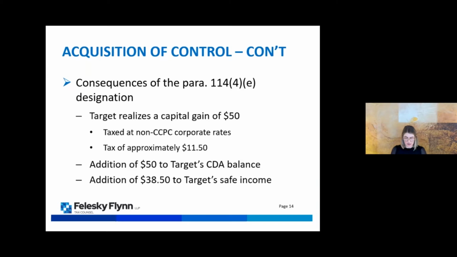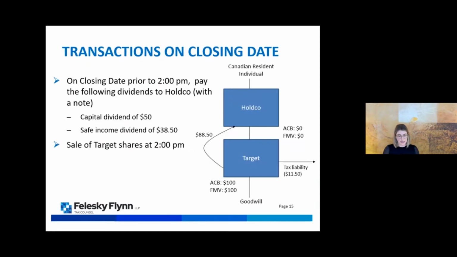Well, in addition, there's going to be an addition to the CDA account of the target for the non-taxable portion of the capital gain. So in our case, we're going to have an addition to the target CDA balance of $50. The target safe income on hand should increase by the taxable portion of the capital gain minus any corporate income tax payable. So in our case, $50 less that $11.50, we get an addition to safe income on hand of $38.50. And then these are the transactions that will happen on the closing date.